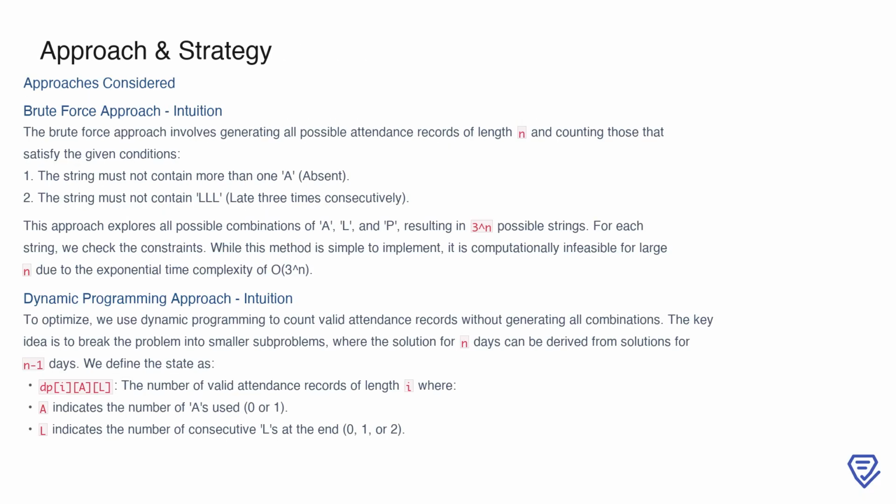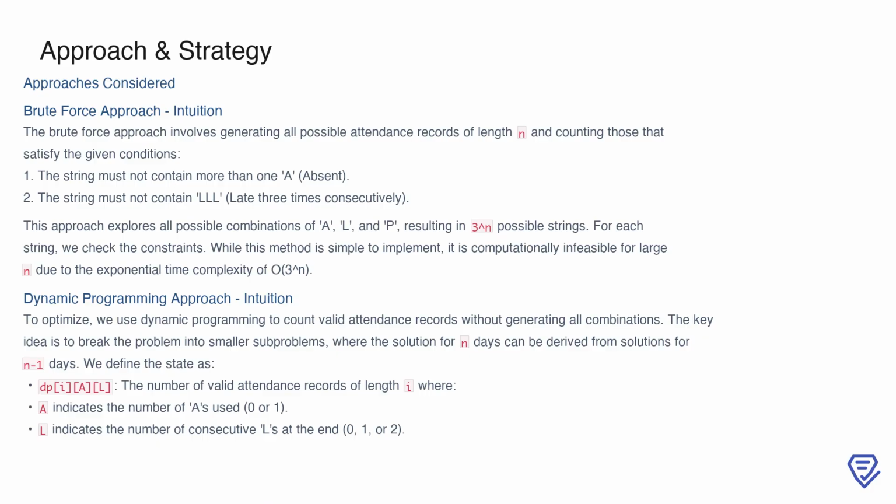To solve this problem, we first consider the brute force approach. Here, we generate all possible attendance records of length n using the characters A, L, and P. The goal is to count the strings that satisfy the conditions: there can be no more than 1 A, and no 3 consecutive Ls. While this method is intuitive and straightforward, it comes with a significant drawback. The total number of possible strings grows exponentially as 3 to the power of n, leading to an impractical time complexity of 3 to the power of n for larger values of n. This makes the brute force approach computationally infeasible.